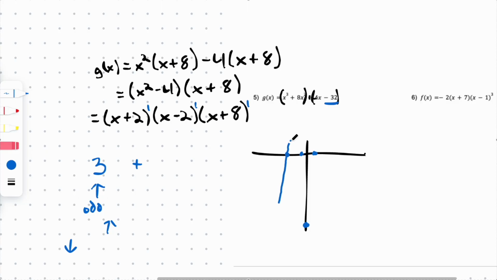We don't know how high this goes right now. We need calculus or a calculator to help us with that. But we just go through each of those points and all the way down to that y-intercept, and we get something like that. Okay?